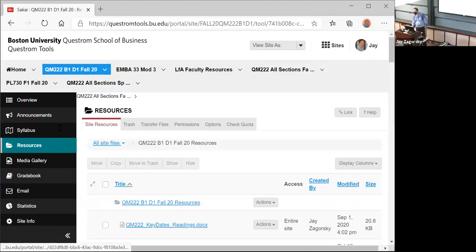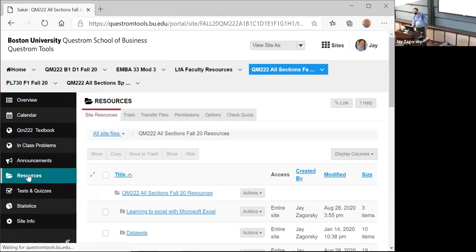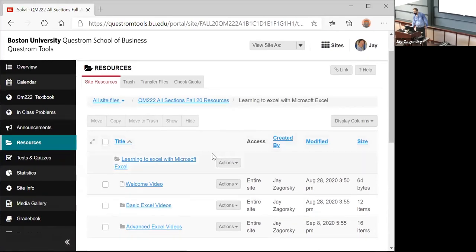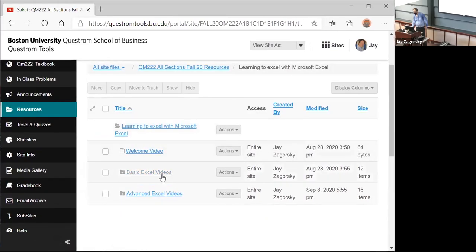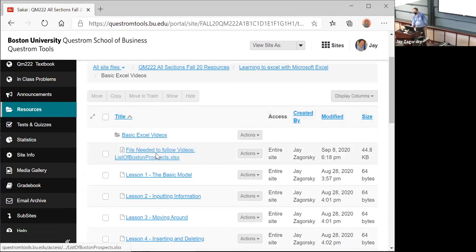Share screen. So if you go to the All Sections website, resources, there is Learning to Excel with Microsoft Excel. And then there's the welcome video, and you're supposed to watch the basic Excel videos for the midterm. And there's this file needed to follow the videos, List of Boston Prospects.